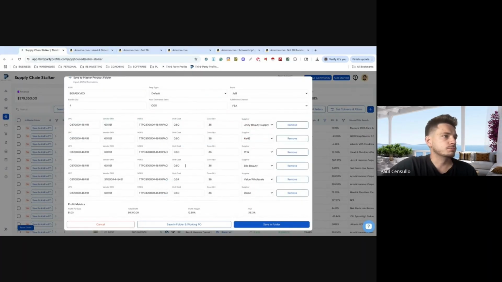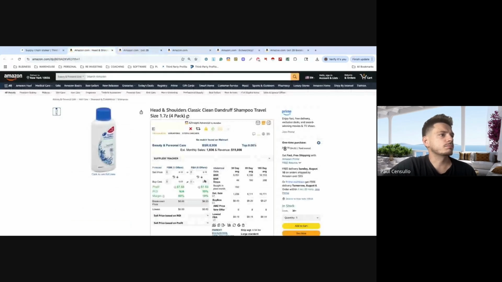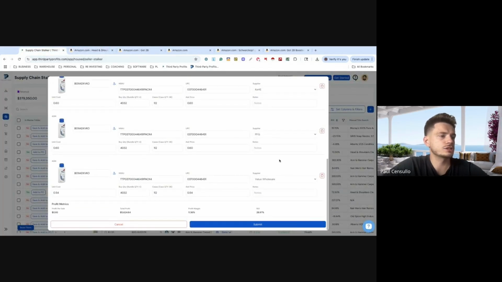And then there are other suppliers that also carry it at a lower cost, 54 cents. So in reality, our profit per sale is going to be higher. So it's a 24% profit margin. But does anyone have any questions?